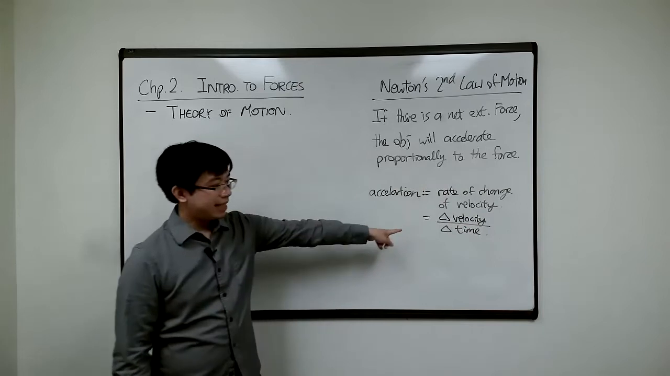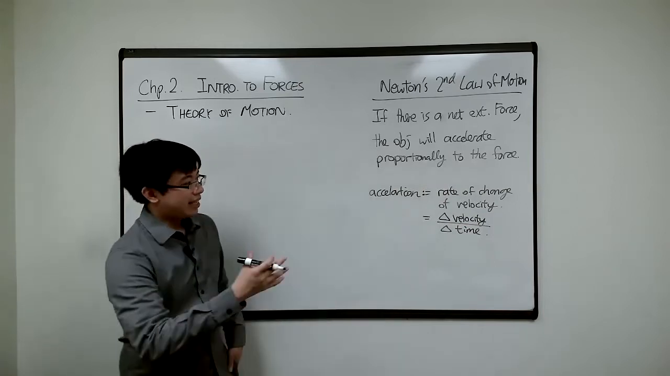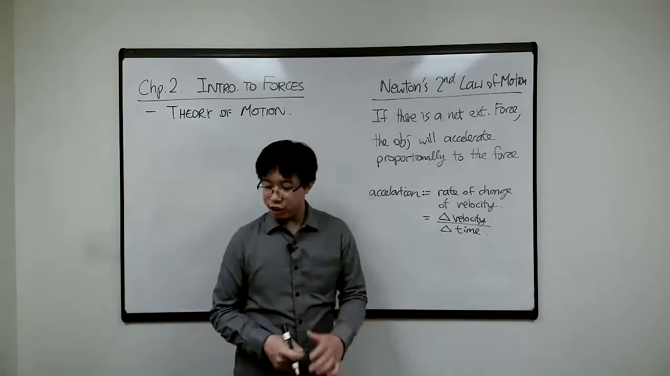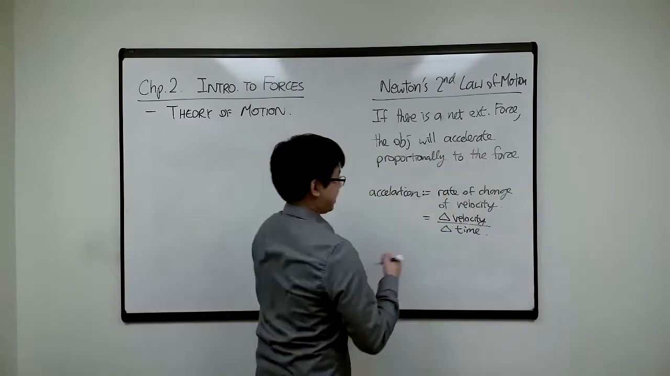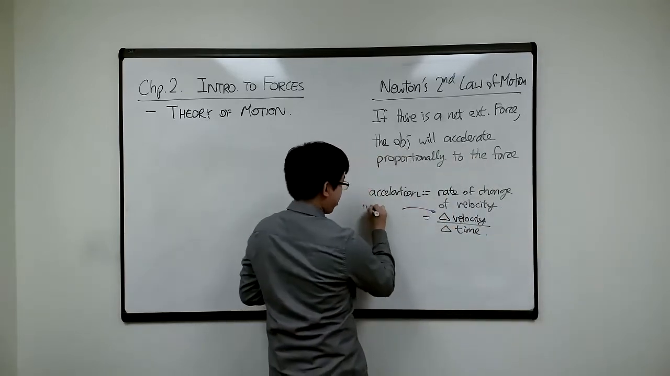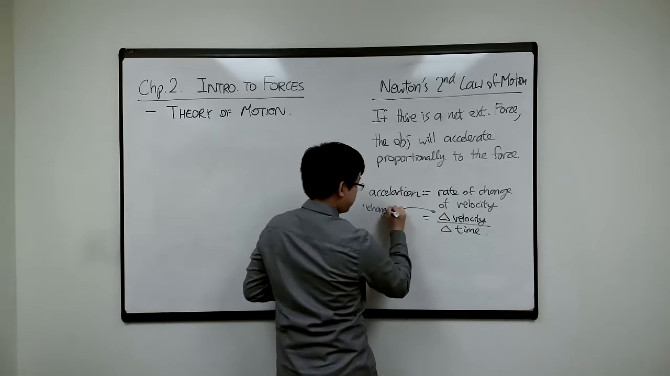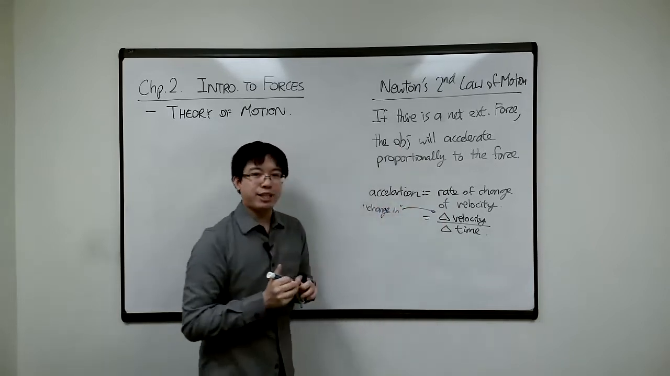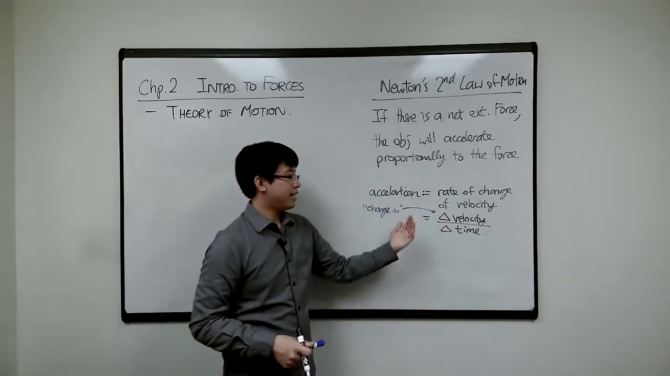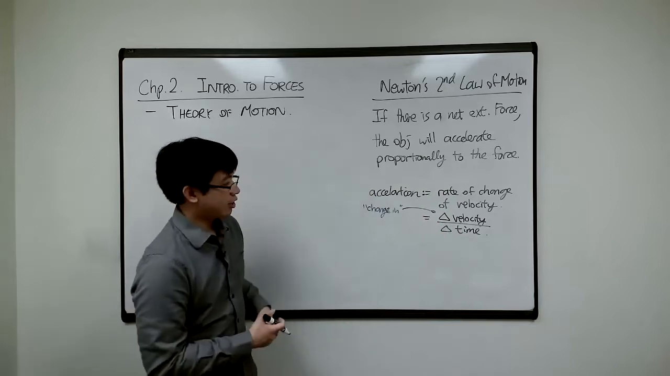What does that mean? This little triangle translates to change in, right? It's the mathematical notation of change in. Just a lazy way to write that. I could have written change in velocity over change in time, but I could do that.